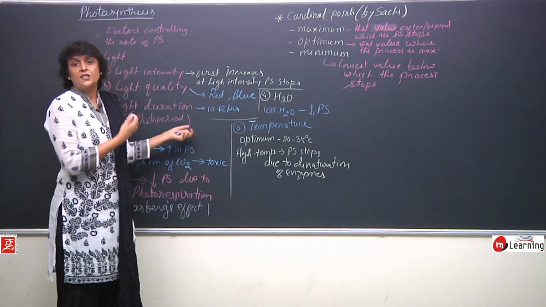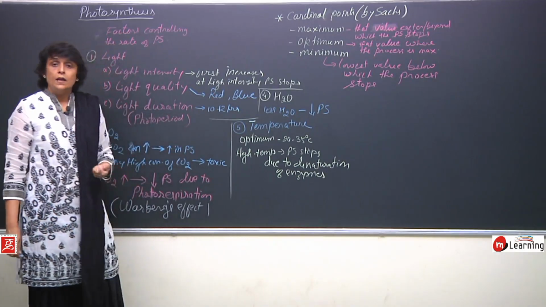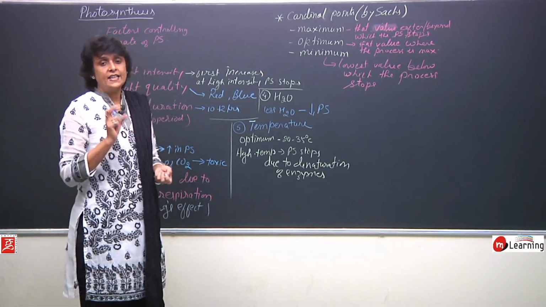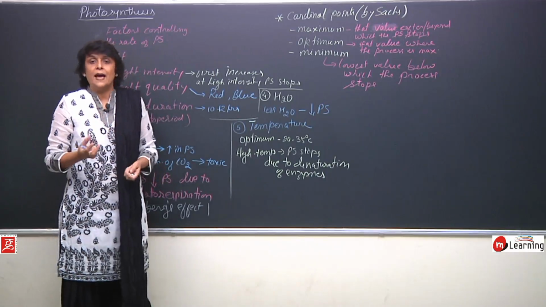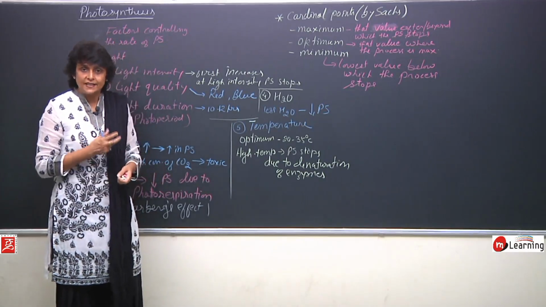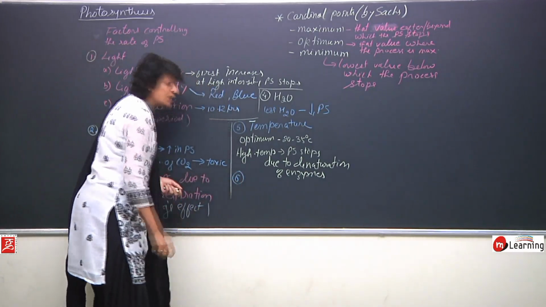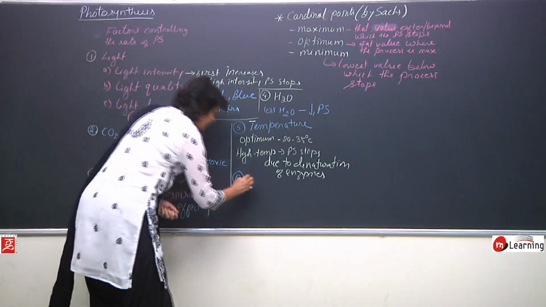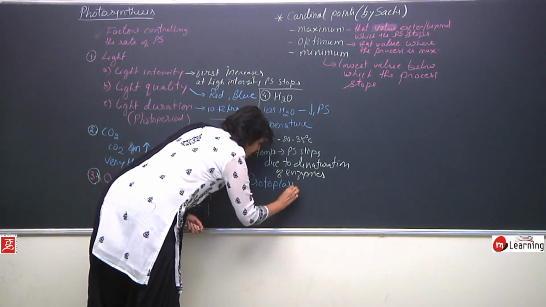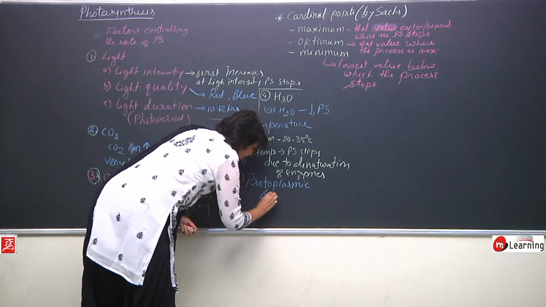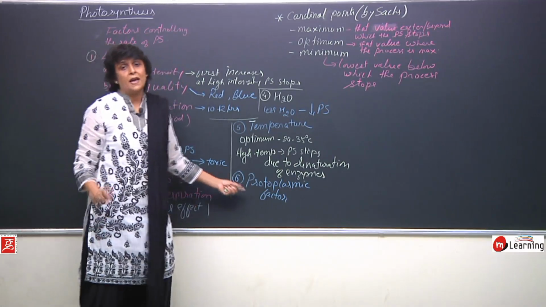All these factors are external factors. Internal factors: scientists believe that there is one factor, they have not isolated that factor, it is an imaginary factor, but scientists believe that this factor exists. It is known as protoplasmic factor. Protoplasmic factor. It is an imaginary factor.